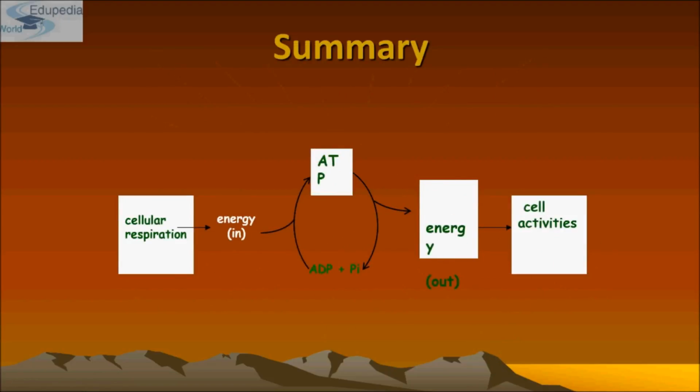Now what's the summary? This is cellular respiration. It produces energy which goes to the formation of ATP, and the energy is used for cell activity such as movement, growth, etc. The ATP is again broken down into ADP and PI. I hope it's clear to all of you. The whole process is an enzyme controlled reaction.